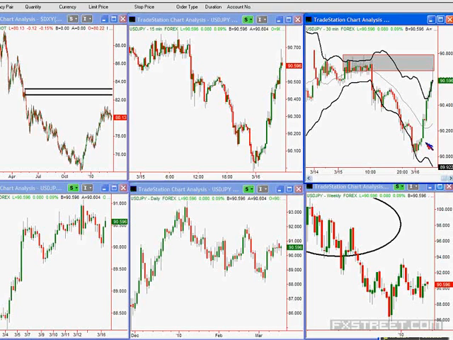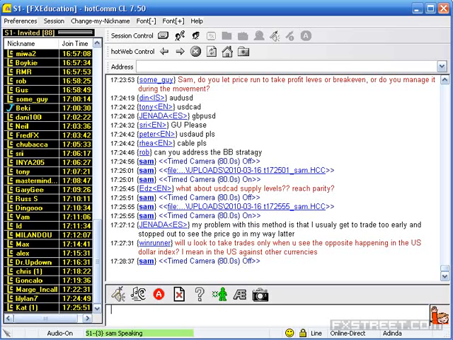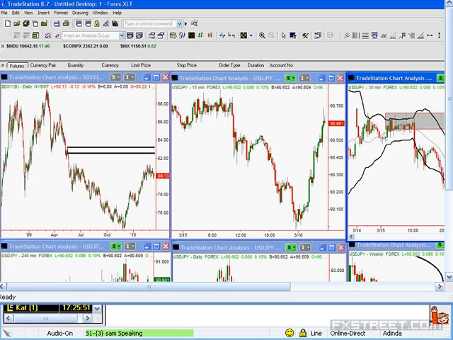Identifying where the sellers are above, where the buyers are below, and let me grab this chart one more time for you. There you go.